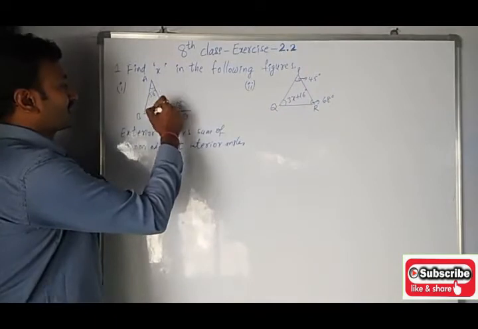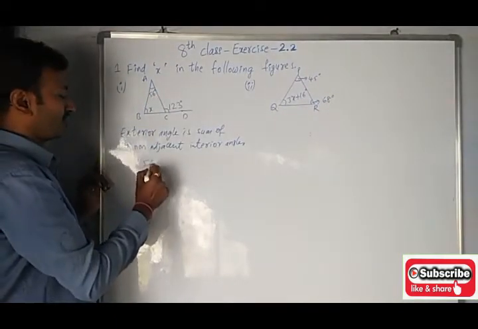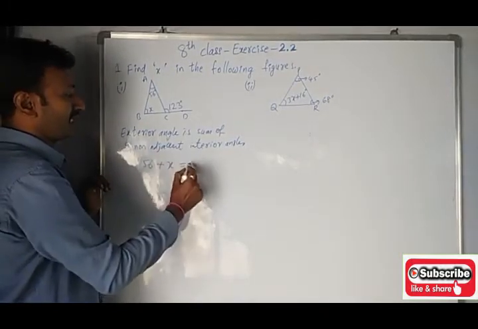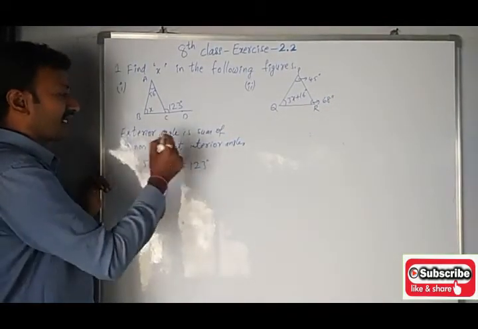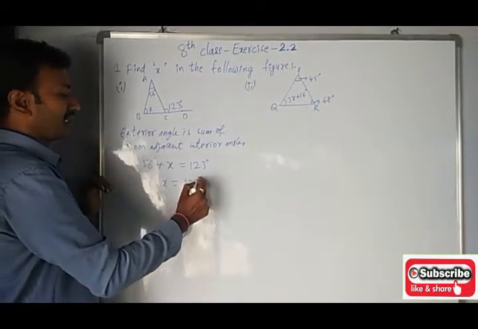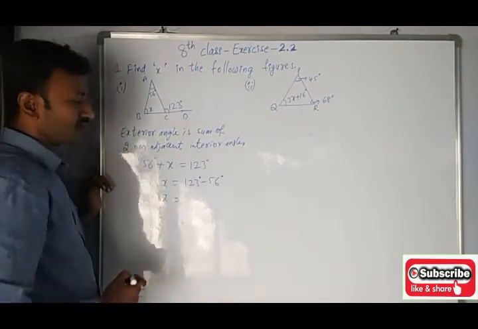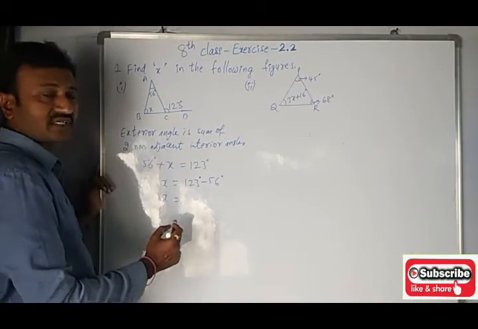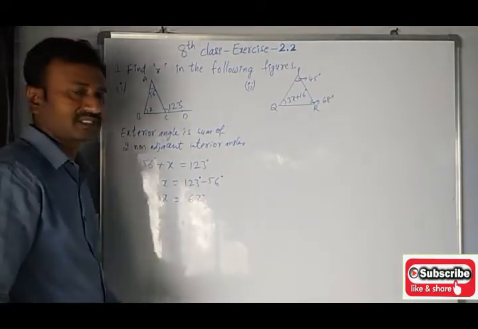So what are the non-adjacent interior angles? 56 and x. So now write these two interior non-adjacent angles and sum to what we will get? Exterior angle, according to the condition. So now transpose 56 to the right hand side, minus 56 degrees is equals to, that becomes what? 67 or 57? 67 degrees. So with this the first problem is completed.